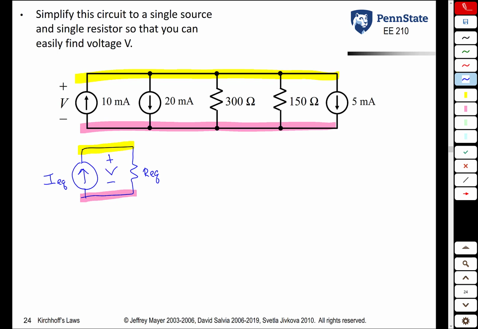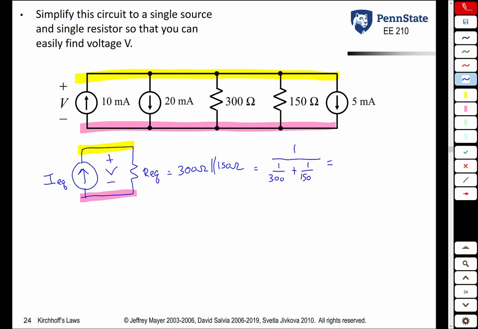R equivalent is the easier of the two things to find. It's basically the parallel combination of the 300 ohm and the 150 ohm resistor. So 300 ohms in parallel with 150 ohms. You can find it three different ways. One way is the general equation that always works. It is the reciprocal of the sum of the reciprocals. However, because there are only two resistors, there is an easier equation.